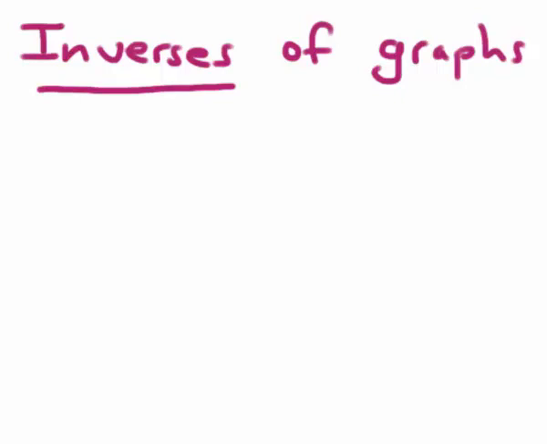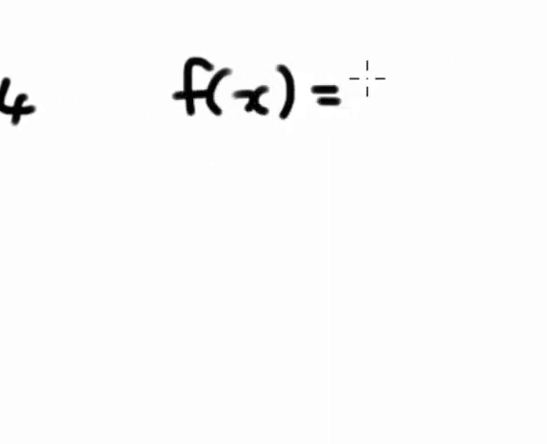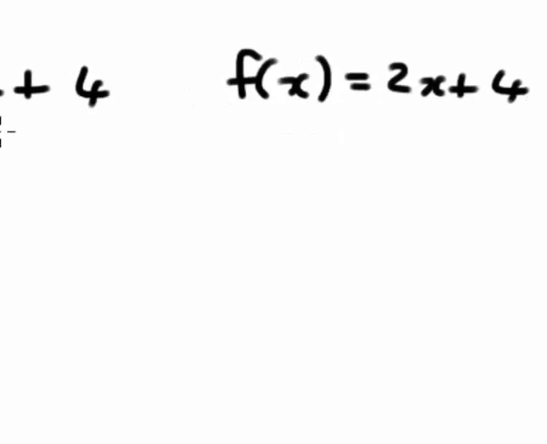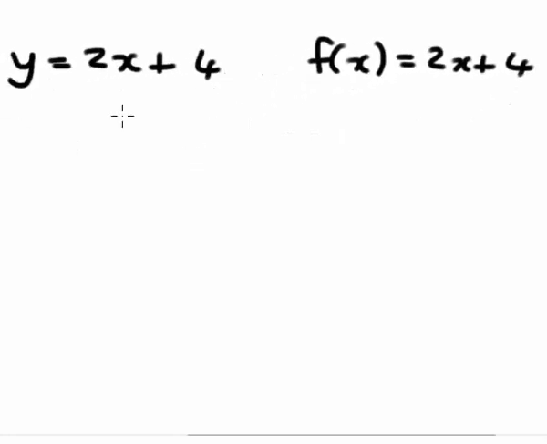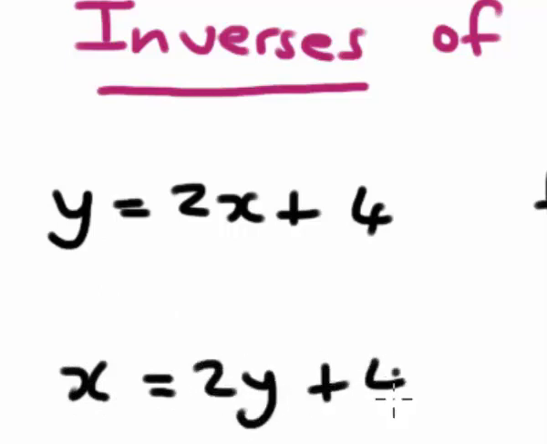What I'm going to do is take a specific example. If I take y equals 2x plus 4, we can also call this f(x) equals 2x plus 4. Now I want you to hold on to that. We've got y equals 2x plus 4. The idea, very simply put, of getting an inverse of this graph is that we interchange or swap the x and y around.